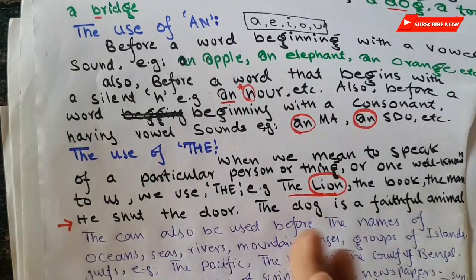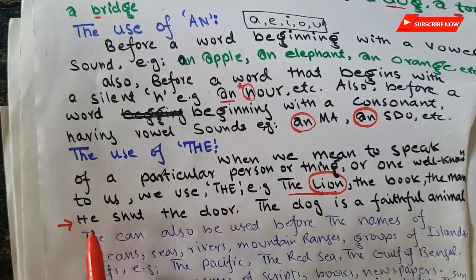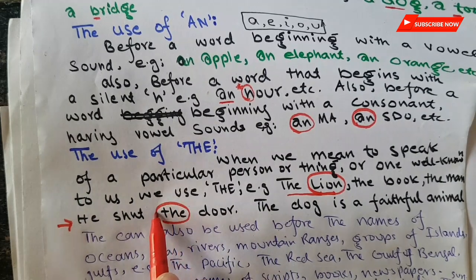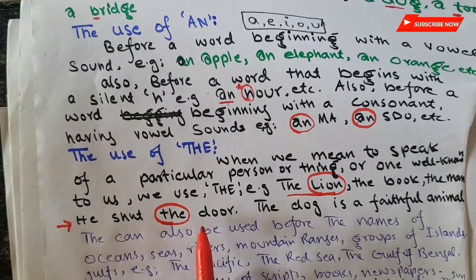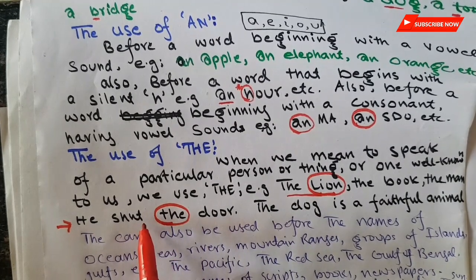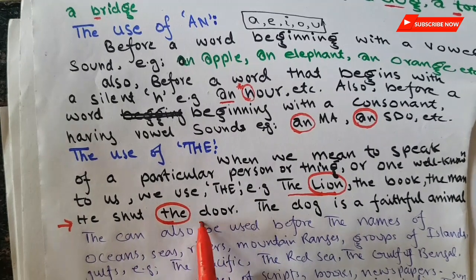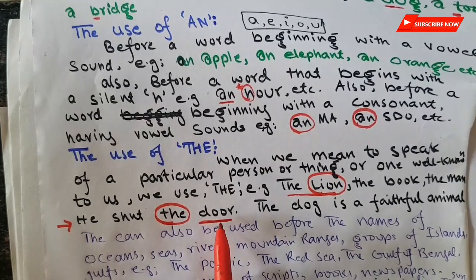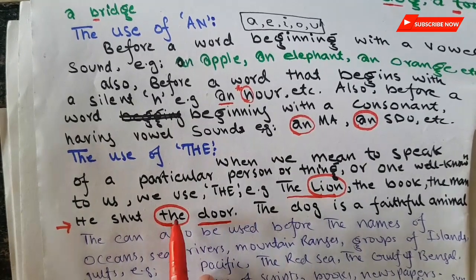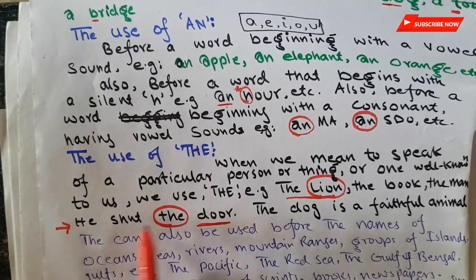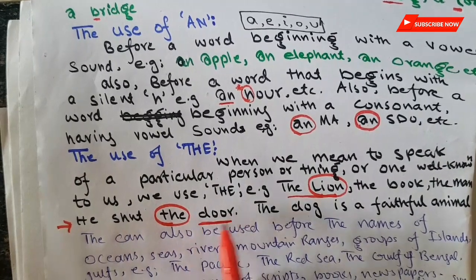I will give an explanation in an English sentence: he shut the door. Here THE has been used as a definite article in this sentence. Why? Because the person entered the room and closed the door. It means that the door is not a common door, but the specific door which belongs to his room. Therefore, we have put here the article THE. He shut the door. The door here is specific.